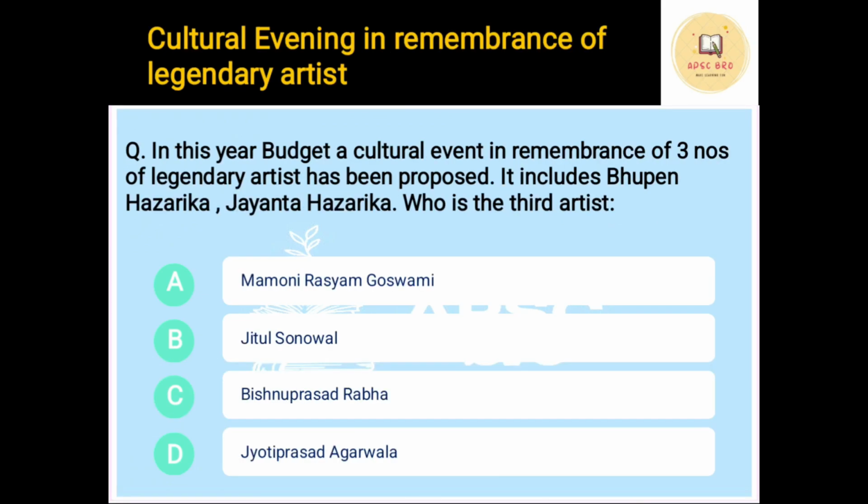Next question. There was a mention of a cultural evening in remembrance of legendary artists of Assam in this year's budget. So the question we have framed is, in this year's budget, a cultural event in remembrance of 3 legendary artists has been proposed. It includes Bhupen Hazarika, Jayant Hazarika. Who is the third person? Options are Mamoni Roysom Goswami, Jitul Hunwal, Vishnu Prasad Rabha or Jyoti Prasad Agarwala. The correct answer to this is Vishnu Prasad Rabha.